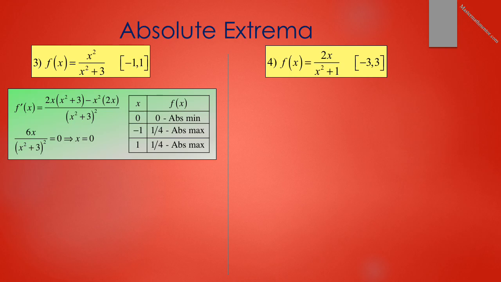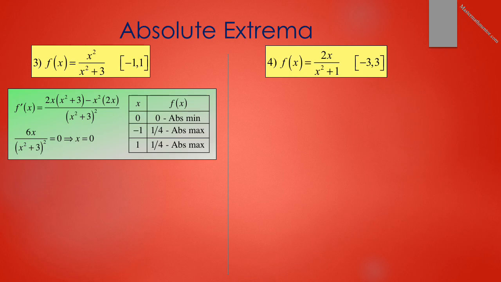In number 3, we are given f of x equals x squared over x squared plus 3 on the interval -1 to 1. We start with our derivative, which is using the quotient rule. We square the bottom, x squared plus 3 quantity squared, and upstairs we get x squared plus 3 times 2x minus x squared times 2x. This gives 6x over x squared plus 3 quantity squared, set equal to 0. We get x is equal to 0. The denominator cannot equal 0. So there are only 3 candidates, x equals 0, -1, and 1.